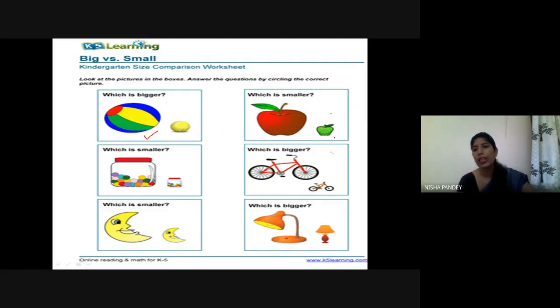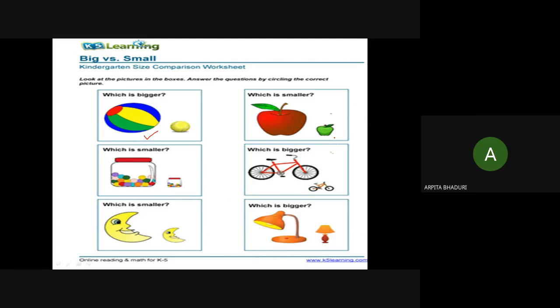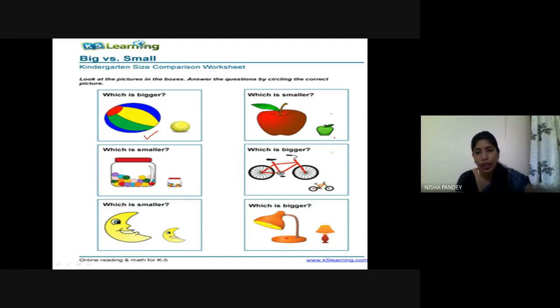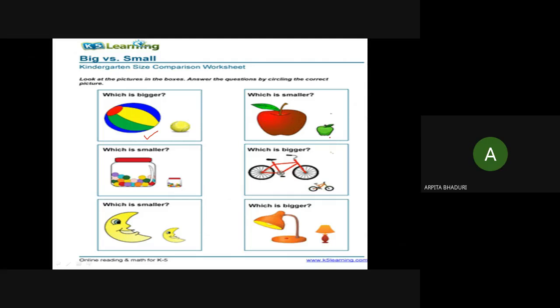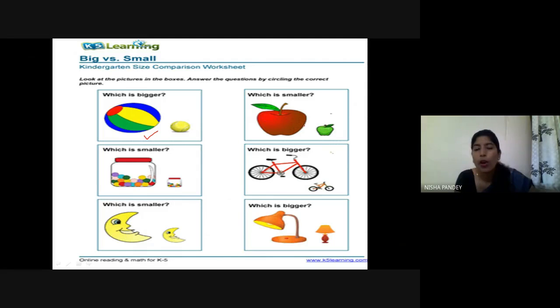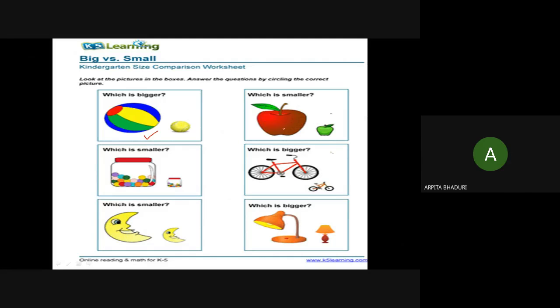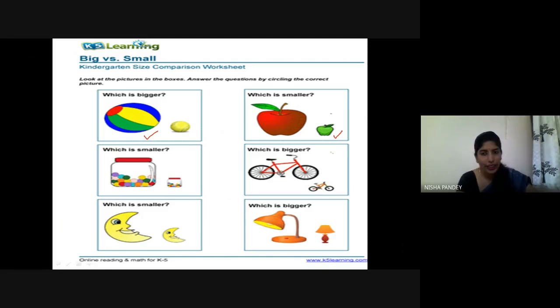Now, next we have apples. Red apple and green apple. Have you seen green apple, children? Yes, ma'am. That is very healthy, right? Both are healthy, but this one is having more nutritional value. So which is smaller? You can see them and tell me. Smaller means, tell me, what does it mean? Ma'am, chota hai. The second one, green apple is smaller, ma'am. Yes, so we'll take this, right?